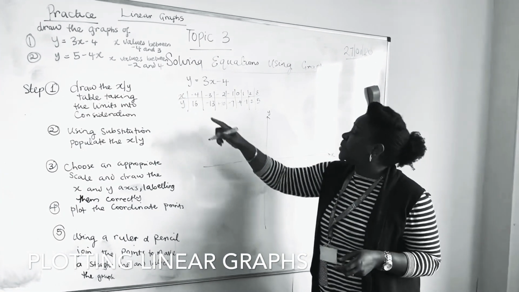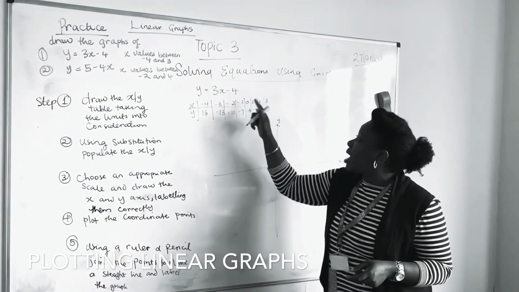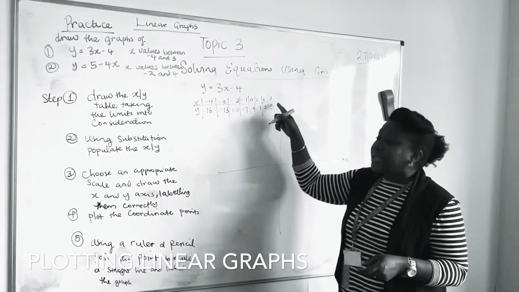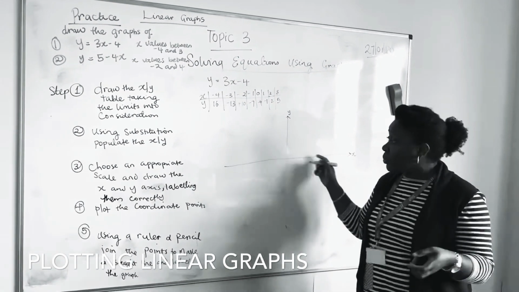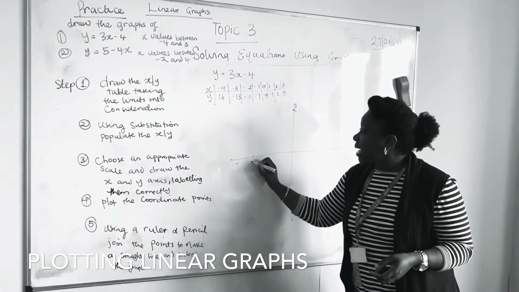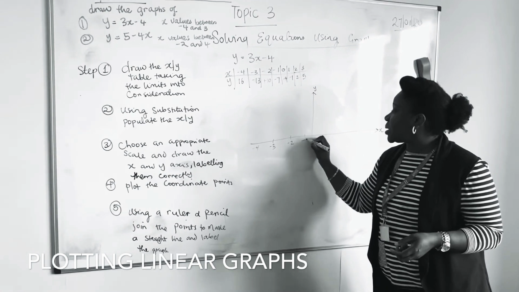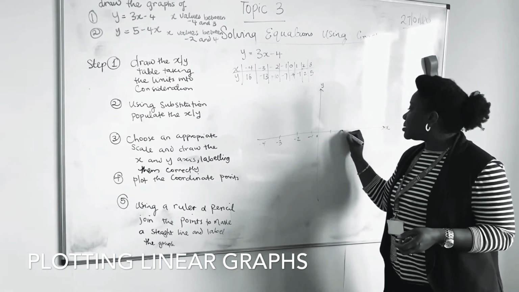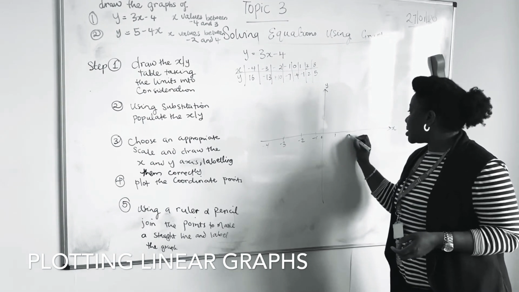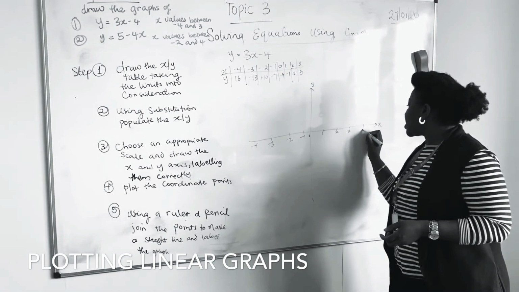To be able to choose that scale, you need to be thinking about how you're going from the starting of your X to the end of your X. I'm going from minus 4 to 3, so I can go up in ones. So if that is minus 4, that can be minus 3, and that can be minus 2, and that can be minus 1, and that can be 0, 1, 2, 3. To make it even, I'm just going to put 4 there.